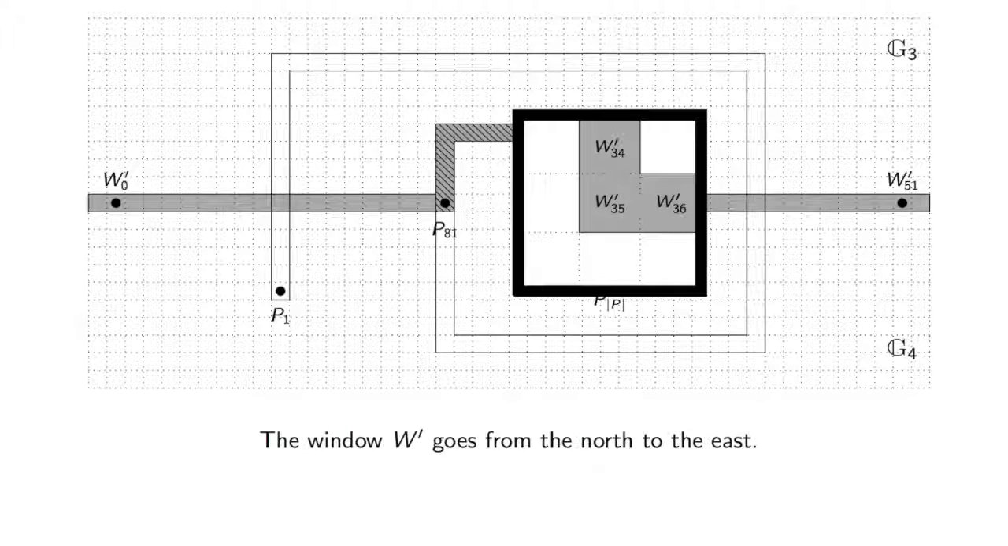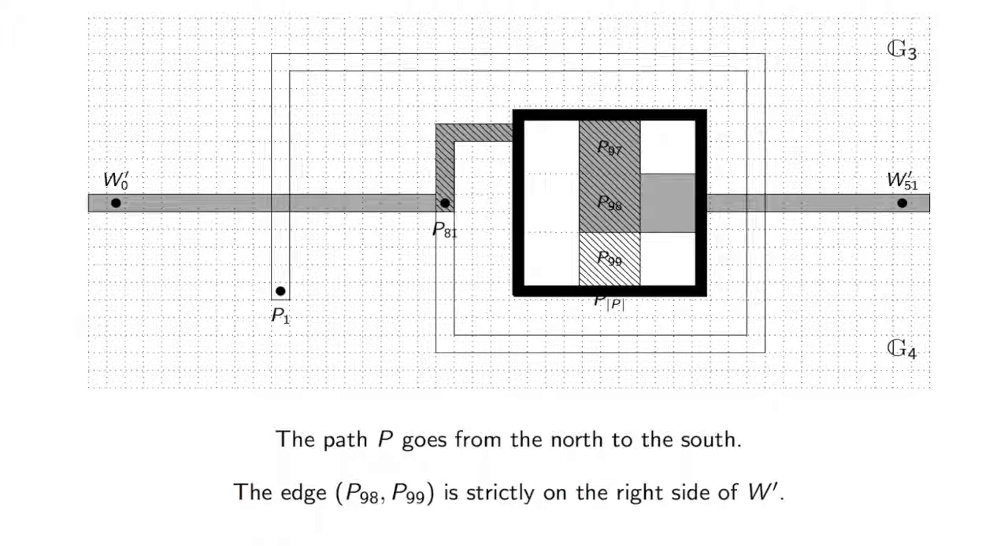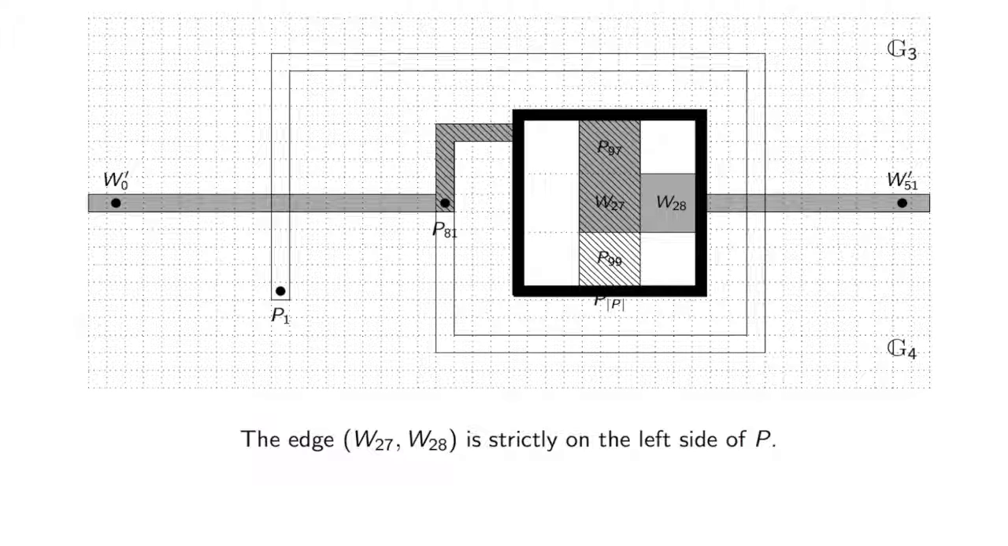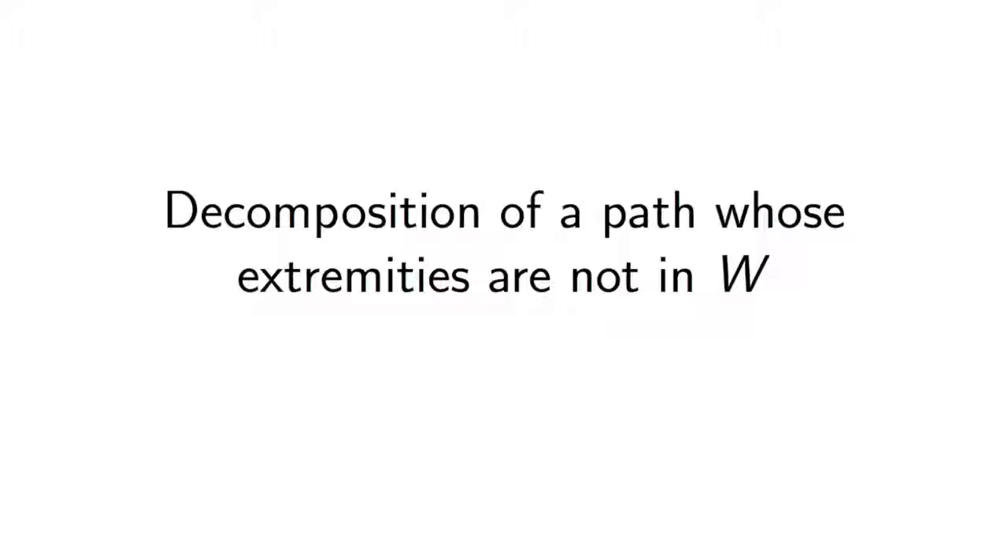The window W' goes from the north to the east. The path P goes from the north to the south. Remark that the edge between P98 and P99 is strictly on the right side of W'. In this case, the edge between W27 and W28 is strictly on the left side of P. In this example, we have studied only one case. The other cases are studied in the article available online.